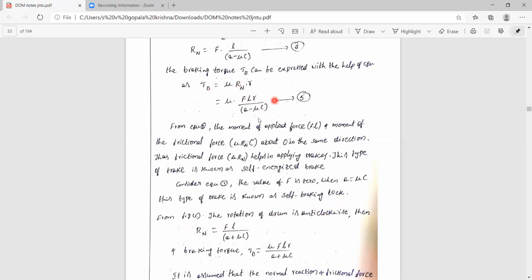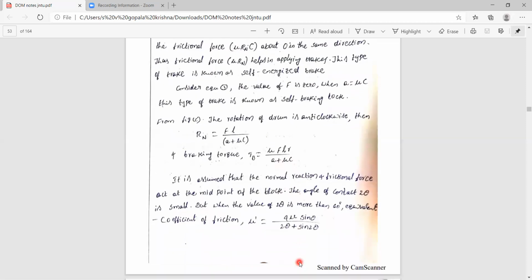They may also find out the braking torque value. Similarly here, the drum is rotating anti-clockwise, so again they may also write the normal reaction Rn. The small amendment is that the normal reaction equals Fl by a plus mu c, and the braking torque Tb equals mu into Flr by a plus mu c. So this belongs to the braking torque, when the drum is rotating in the anti-clockwise direction.